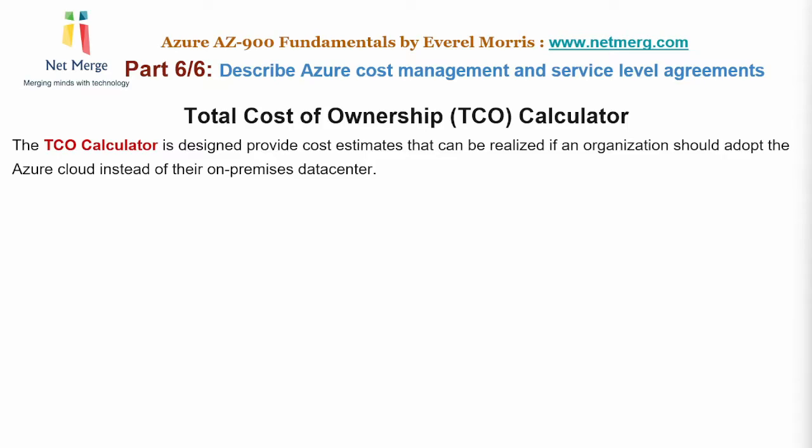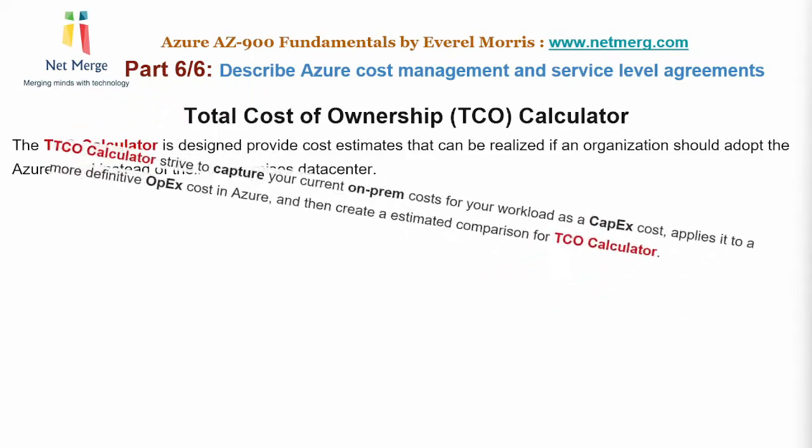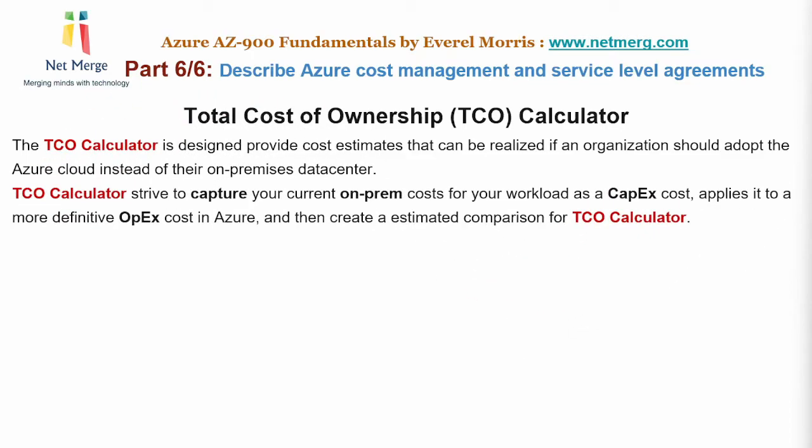Okay, so let's take a look at the TCO calculator. The TCO calculator is designed to provide cost estimates that you can use to realize your benefit if an organization should adopt the cloud or migrate into the cloud from on premises. That's the main purpose of the TCO calculator. TCO calculators strive to capture your on-premises CapEx expenses and compare them with your actual OpEx expenses if you're operating within the cloud. So this is what you would use to do your economies of scale assessment.